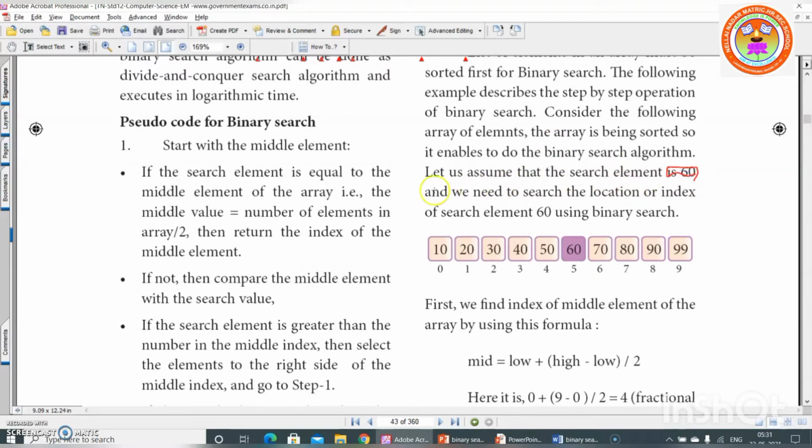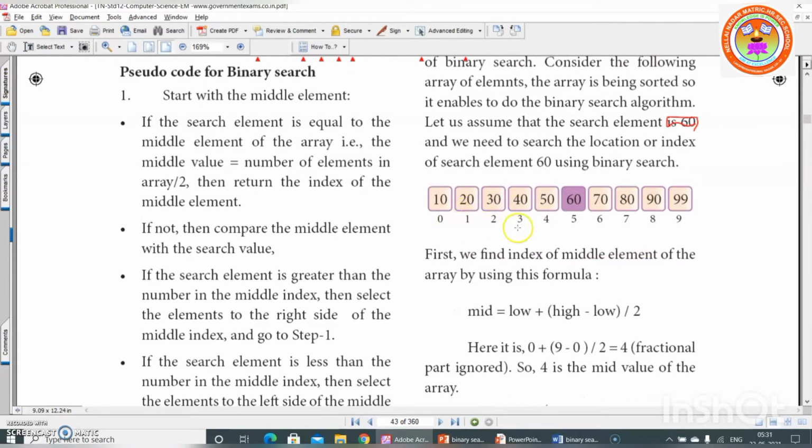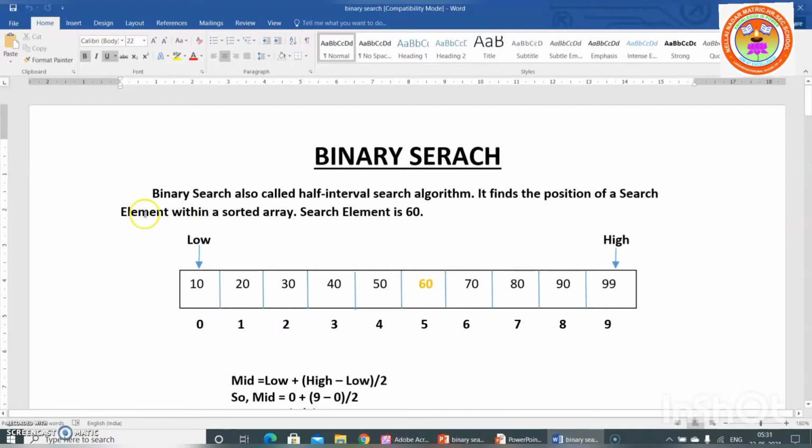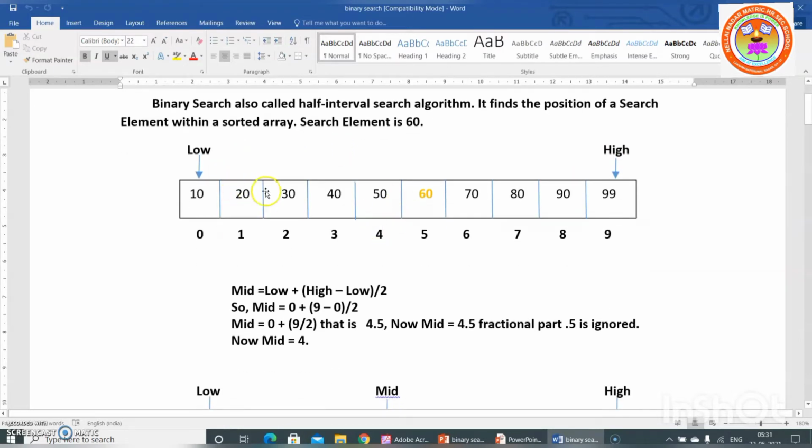Let us assume the search element is 60. Now the search element is 60, and we need to search the location or index of the search element 60 using binary search. So we have to locate, right, the index 5. Okay, like that, right? So let me explain with the example. See here, binary search is also called the half interval search algorithm. It finds a position of a search element within the sorted array. Search element is 60. The same thing I have taken: 10, 20, 30, 40, 50, 60, 70, 80, 90, 99.